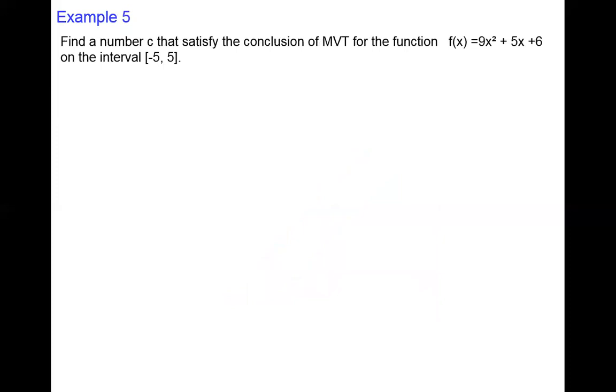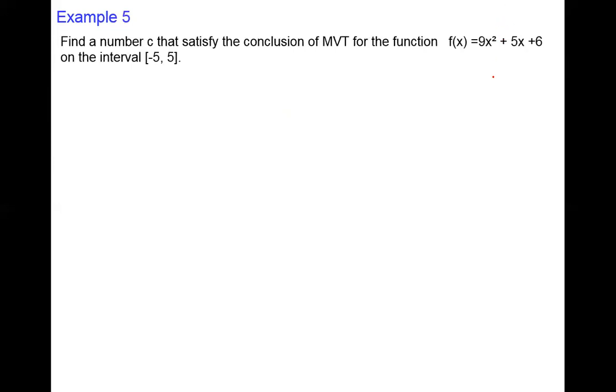Okay. Another typical question. Find the number C that satisfies the conclusion of the mean value theorem for the function 9x squared plus 5x plus 6 on the interval from negative 5 to 5. I think this is a nice function, a parabola that opens up. I will not draw it at the moment, we can try to draw it maybe at the end. But let's see, we have no problem.